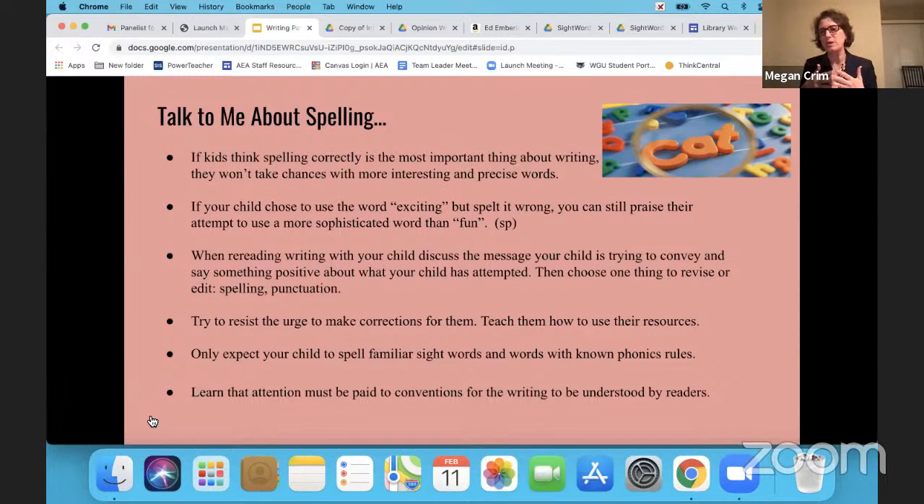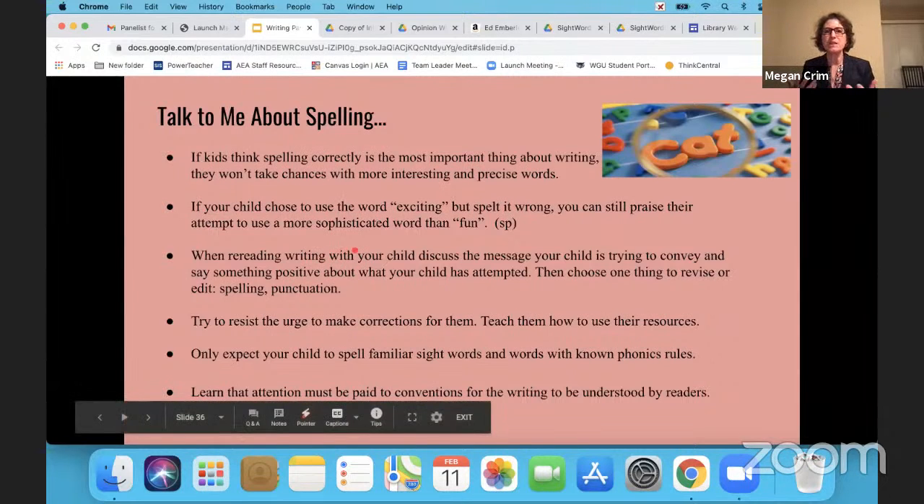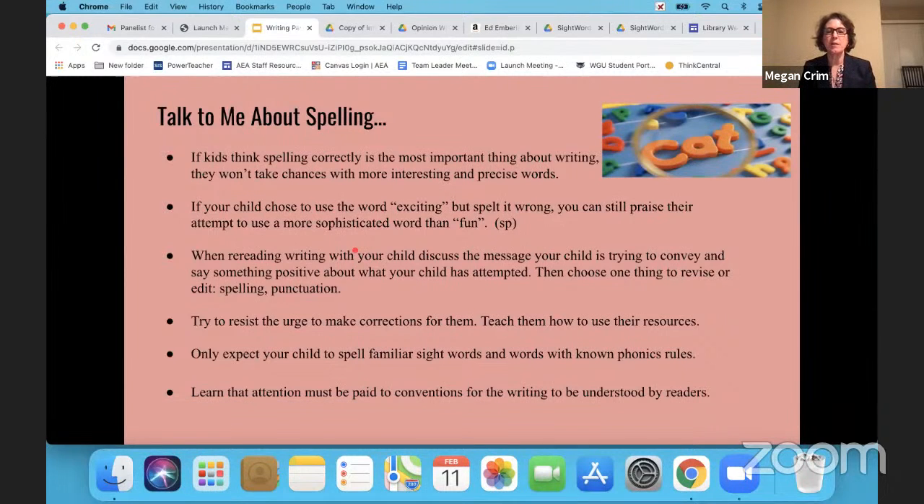And we would write stories together. If your child chooses the word exciting, but it's spelled wrong, still praise their attempt because they're using a more sophisticated, precise word than fun. Fun and nice and happy, they're great words, but they really don't mean anything. They don't convey enough information to the reader.